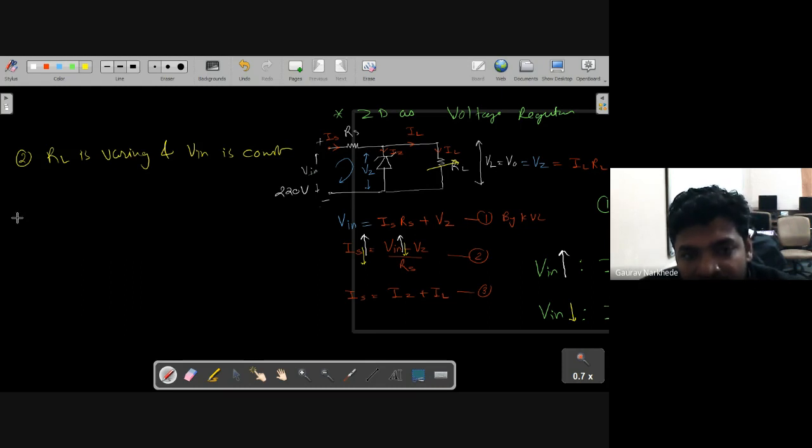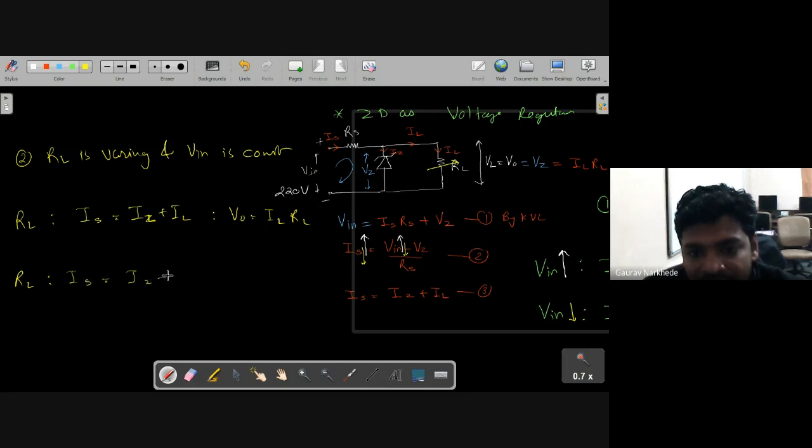What I will be doing here, who is changing? Let us say RL will change, okay, and then we have the equation IS is equal to IZ plus IL, and here V0 is equal to IL into RL. And one more time I will write this equation, this IS is equal to IZ plus IL, and this will be V0 is equal to IL into RL.